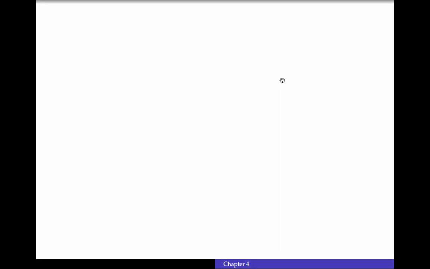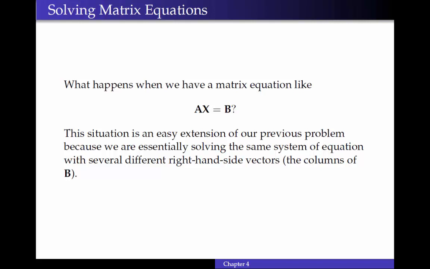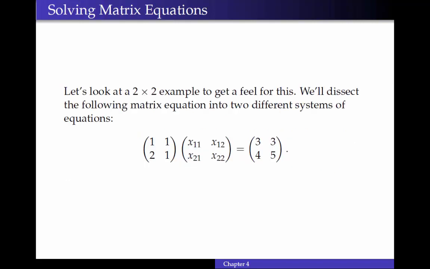Okay, so now we get to take a look at what happens when we solve matrix equations. What I mean by matrix equation is when I have a matrix times a matrix equals another matrix. So here again, a capital X denotes a matrix. Luckily, this situation is pretty easy to extend from our previous problem because we're essentially solving the same system of equations with several different right-hand side vectors. That's the columns of B.